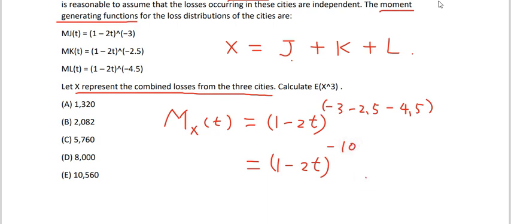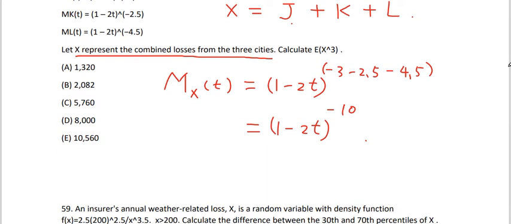Okay, so we want to find mu 3. So this is the moment. Mu 3 is just a derivative, so we need to find the derivative, and then we let t equal 0.